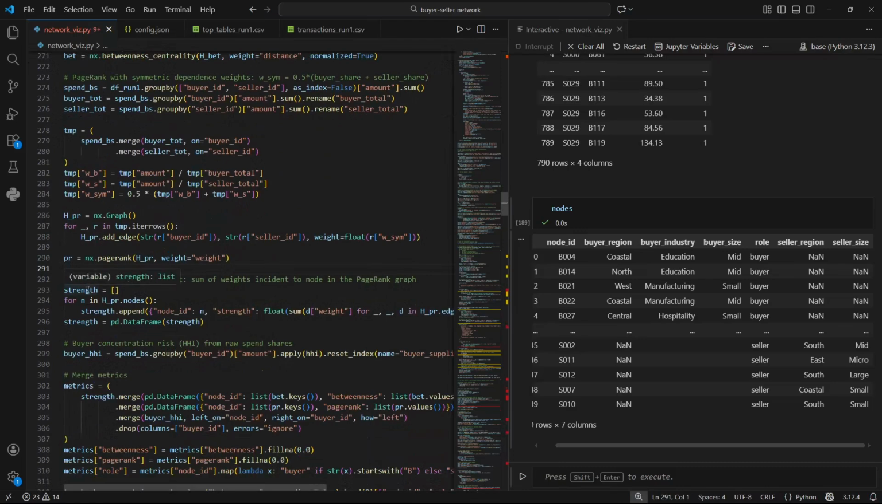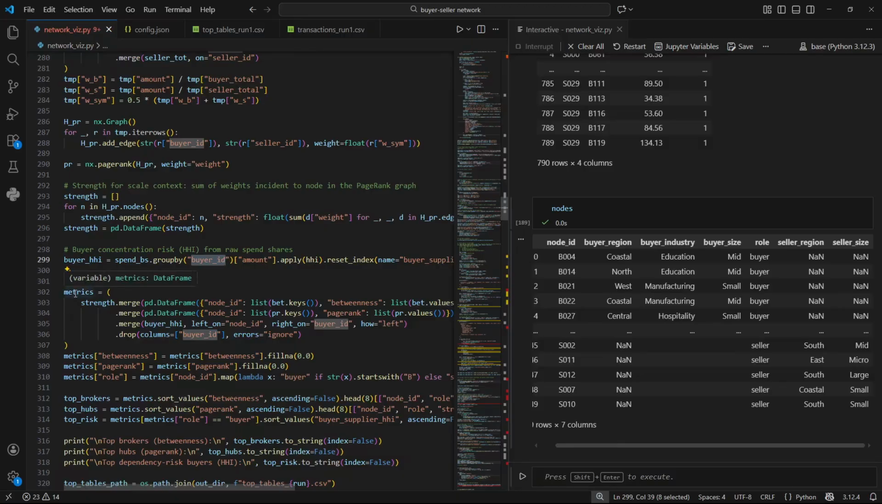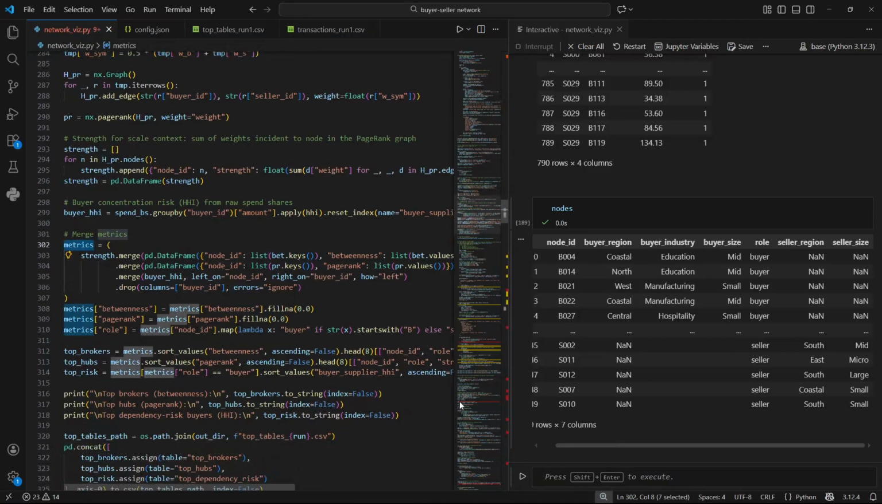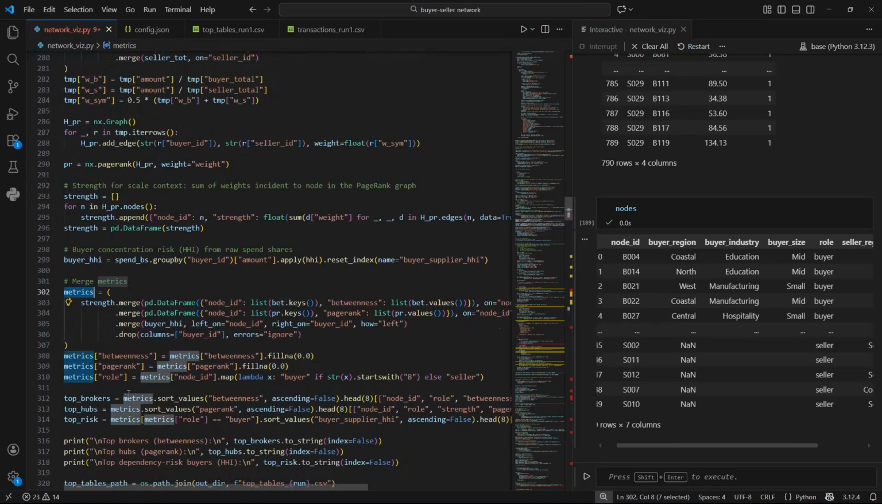Strength is just the degree, or the number of neighbors. Here, obviously, it's a weighted graph, so it's the sum of the weights or the transactions that you receive from your immediate neighbors as a buyer or seller. HHI, we just apply the function that we had on different buyers. So we get the HHI, and then we combine everything in one matrix and sort it for different buyers and sellers. So the rest of it would be simple enough.